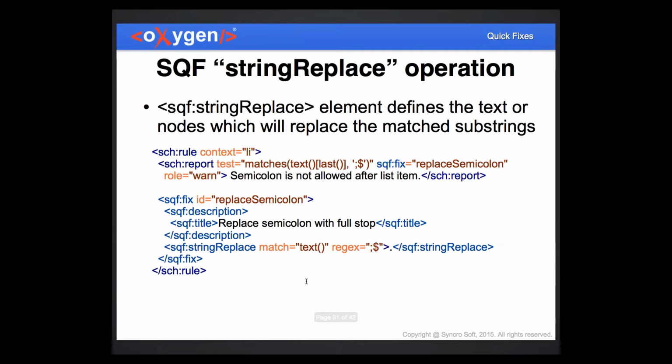And here's the string replace that replaces semicolon. So semicolon, and this symbol is for the end of the input, is replaced with a full stop.